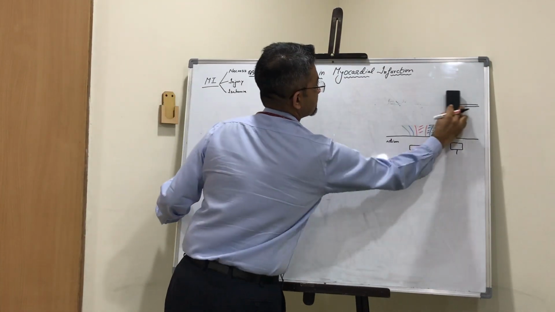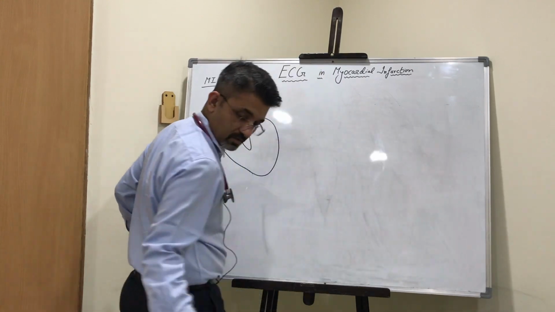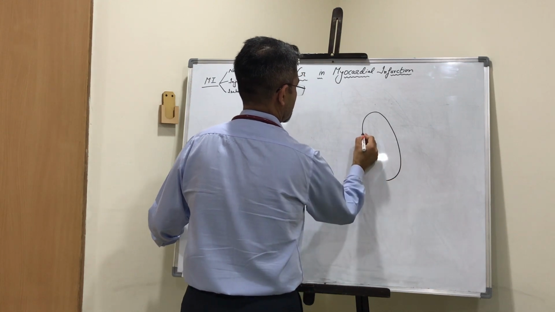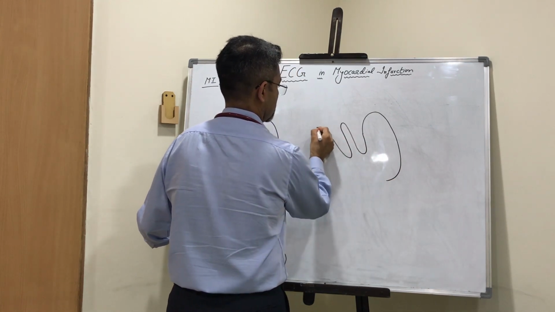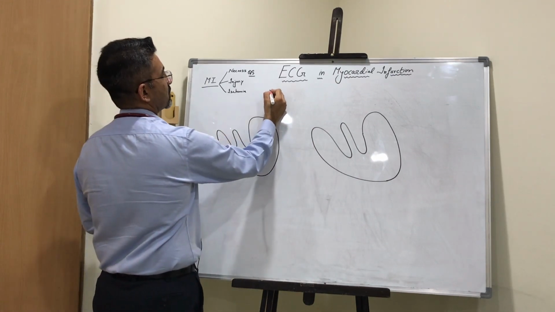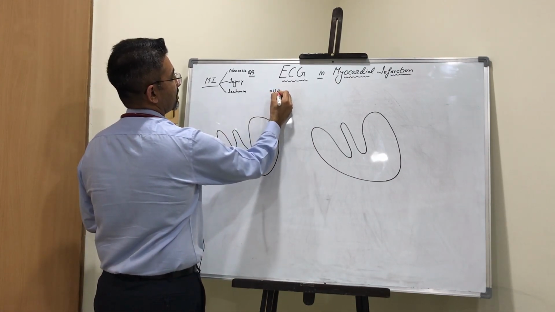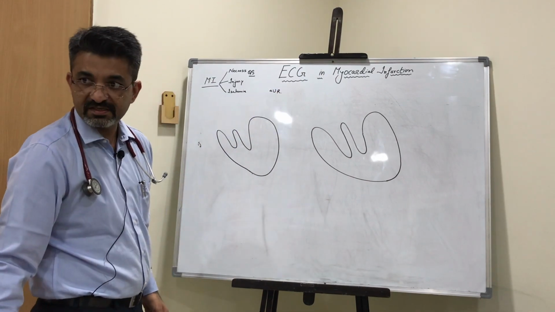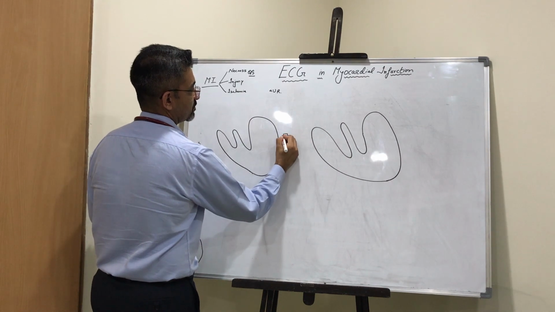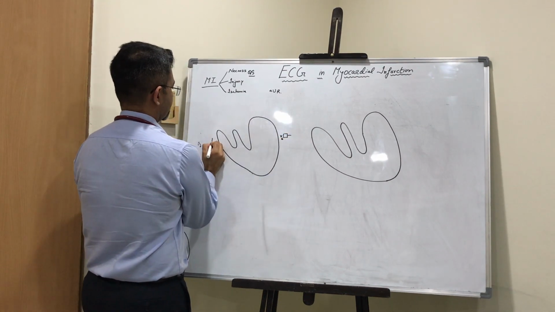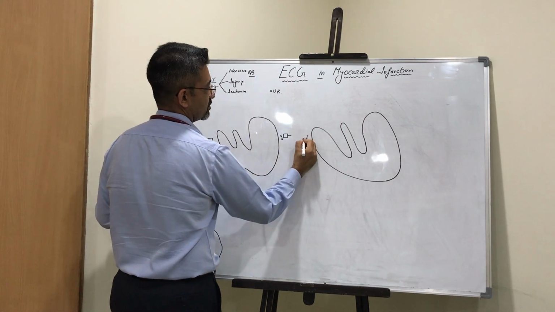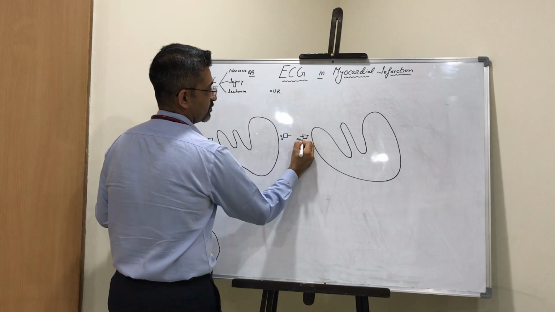Now we come to ST segment. I'll take two leads, AVR and V6, just for convention. Okay, so I keep my V6 here and my AVR here. AVR. V6.